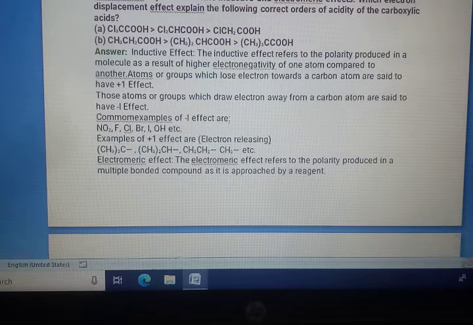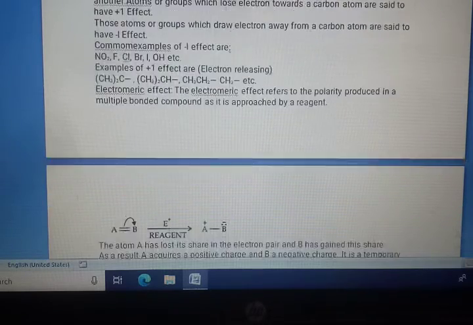Cl3CCOOH is greater than Cl2CHCOOH is greater than ClH2COOH. The second one, CH3CH2COOH is greater than (CH3)2CHCOOH is greater than (CH3)3CCOOH. So this acidic strength is given here, and you have to just explain the inductive effect and its intervening formations as it approaches the reagent.